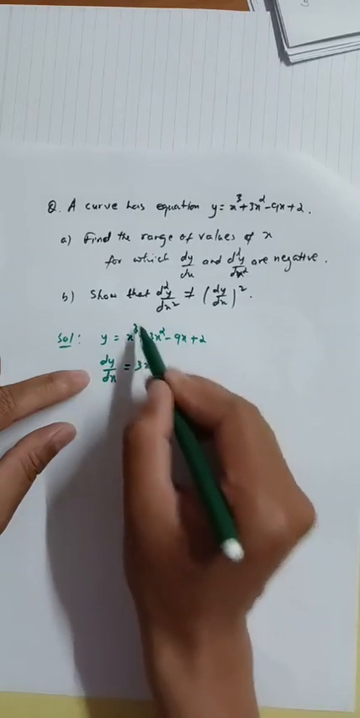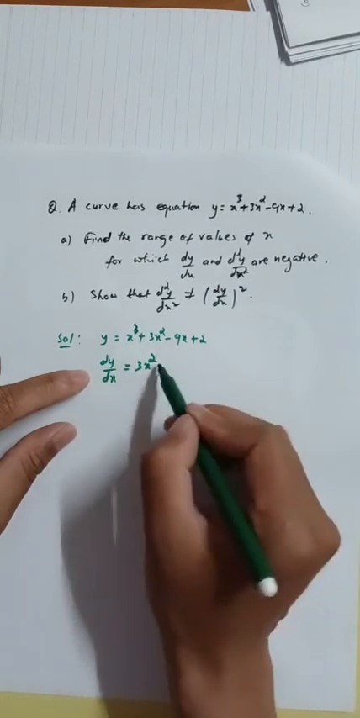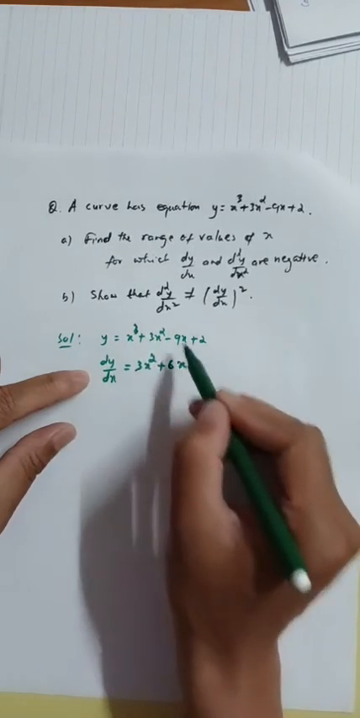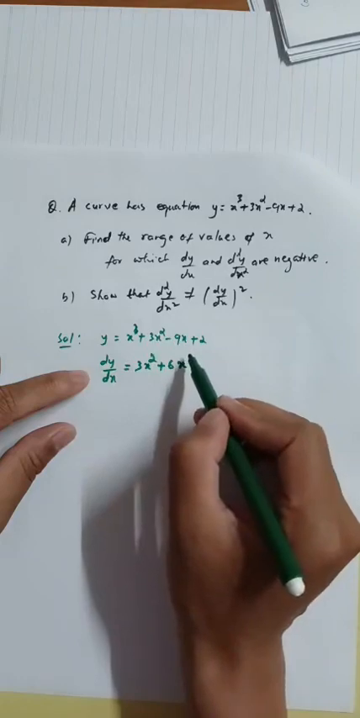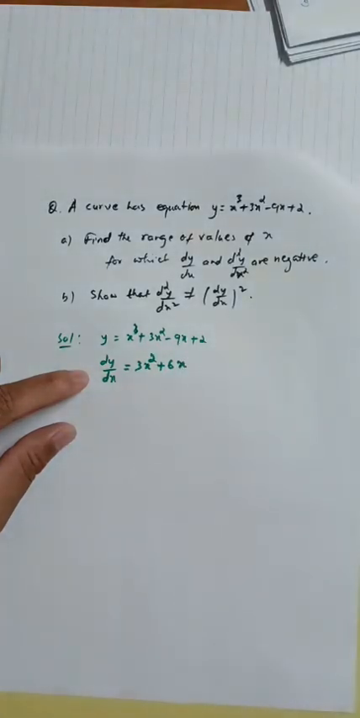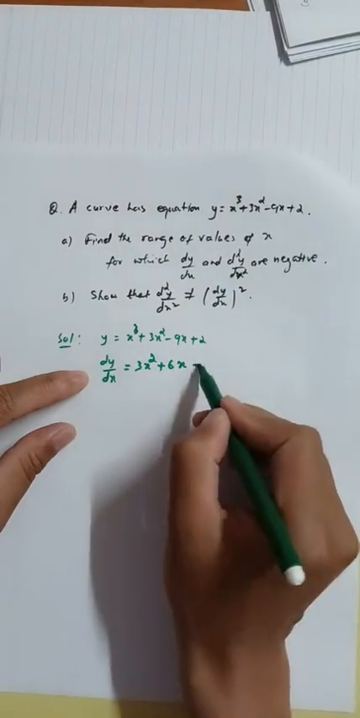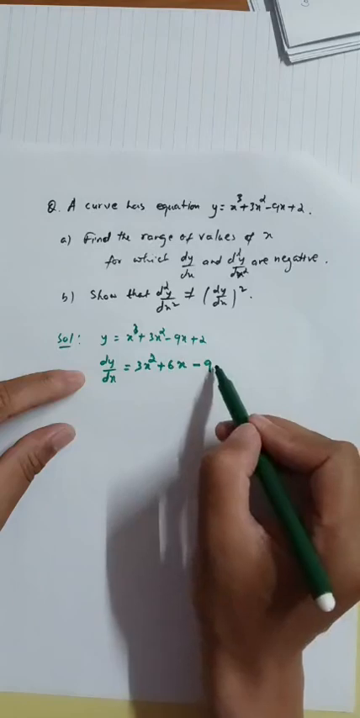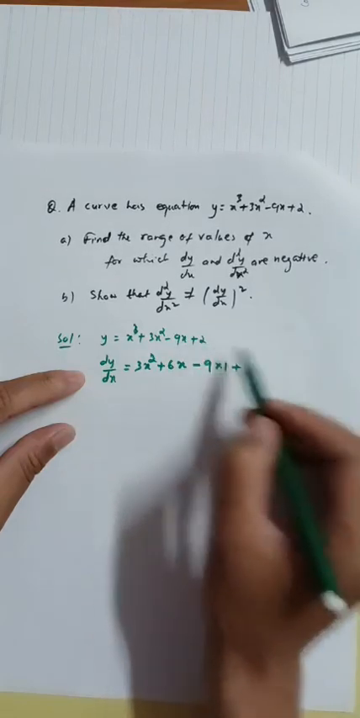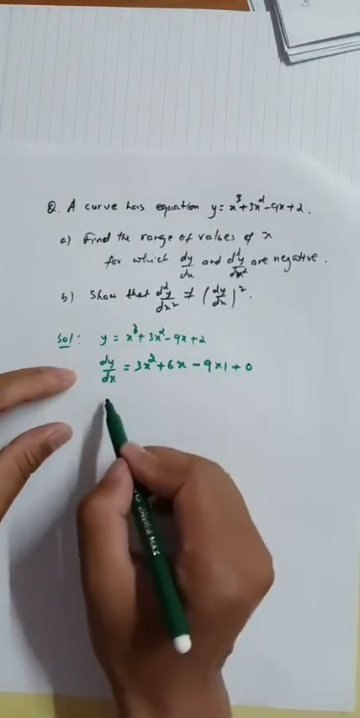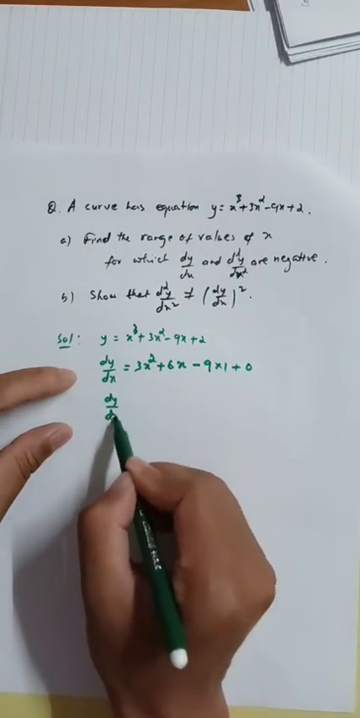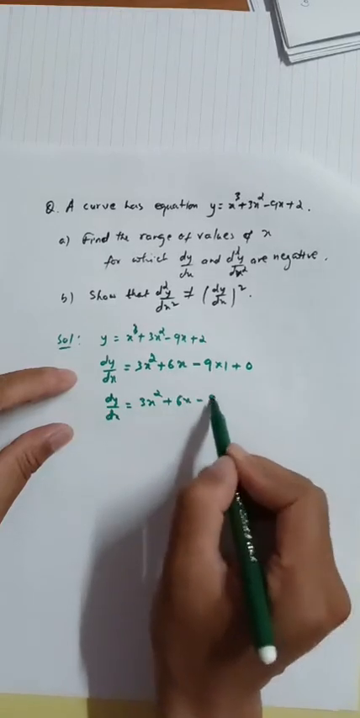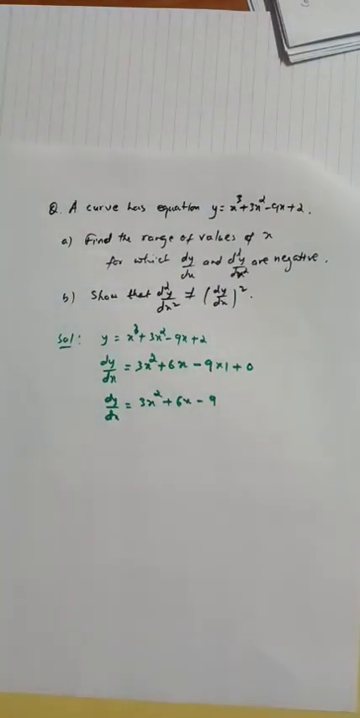So I'll get 3x, reducing 3 by 1 which is 2, plus 6. The 3 times the 2 multiplied by the 6, x raised to the power reduced by 1, which is the same as writing x. Minus 9, the derivative of x is 1, plus the derivative of 2 is 0, a constant is 0. So dy over dx is 3x square plus 6x minus 9.